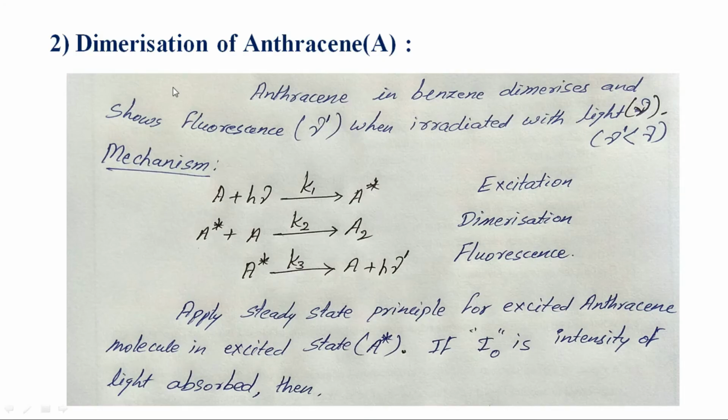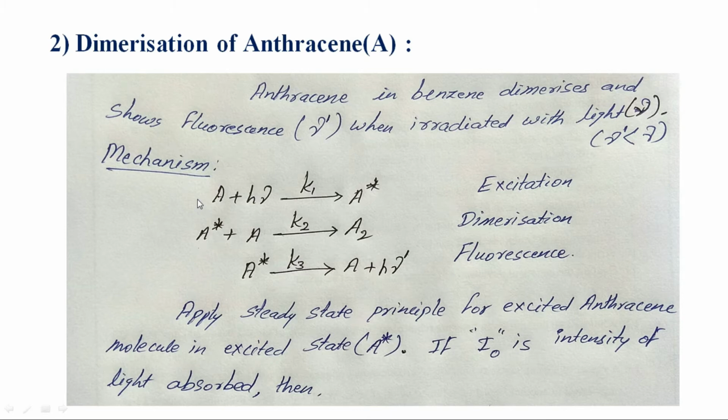Now let us discuss a second example, that is the dimerization of anthracene. In our equations, let us consider capital A indicates anthracene. We know that anthracene in benzene gets dimerized and shows fluorescence when irradiated with light, and it is observed that the frequency of fluorescent light is less than that of the incident light. The mechanism of this process is shown on the screen.